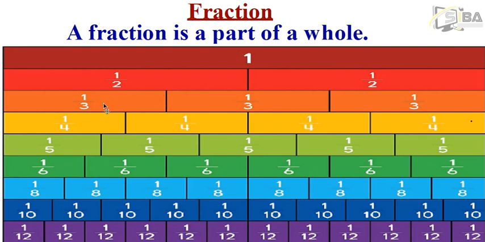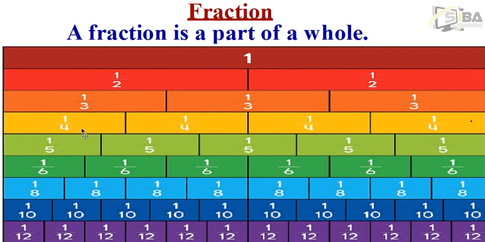The one below it is divided into 3 parts. So we have 1 out of 3, 1 out of 3, 1 out of 3. If you add these fractions together, you also get 1. So when we explain the term fraction, it means it's part of a whole. You have a whole and then you are dividing it into equal parts.